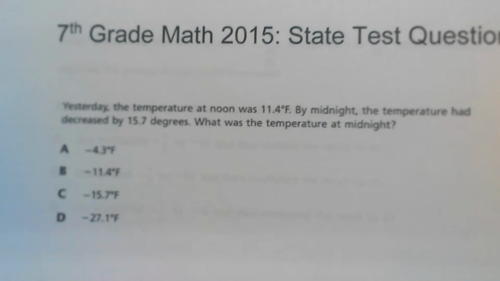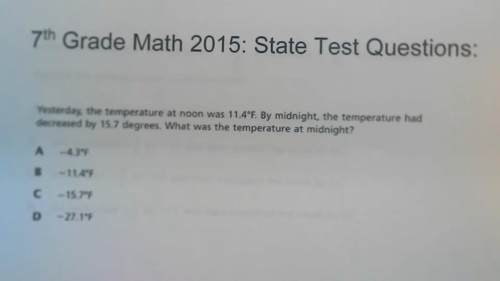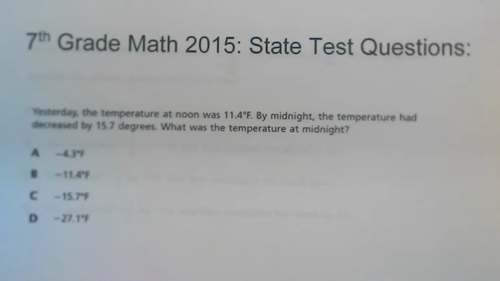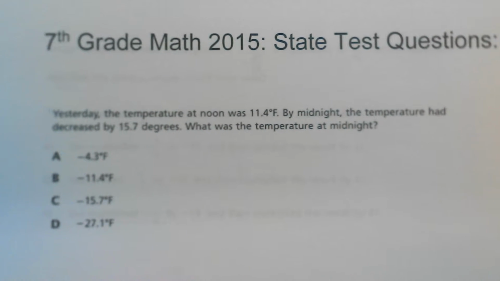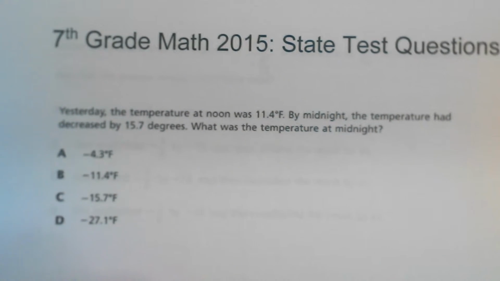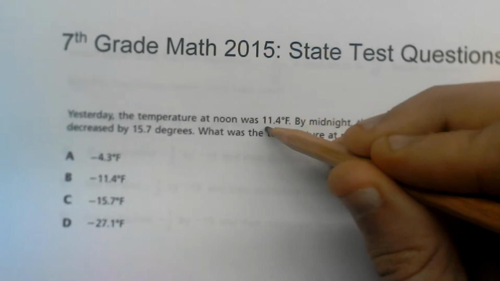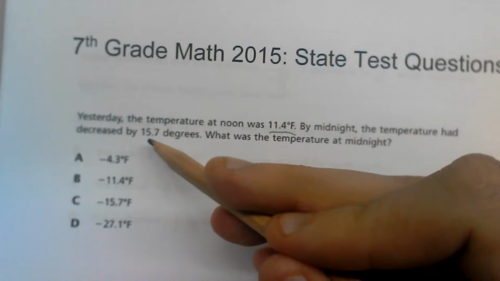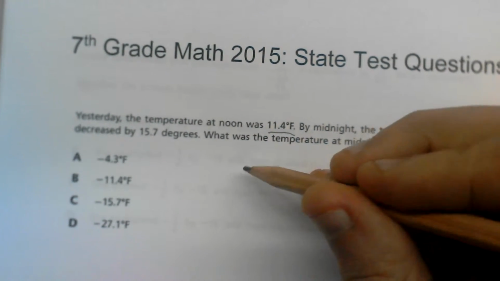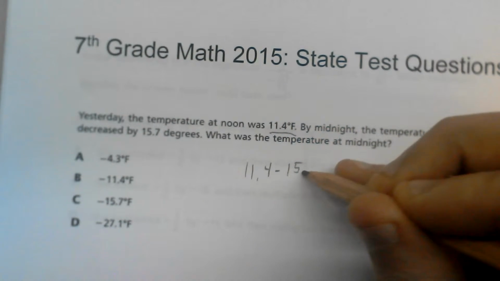So this one says yesterday, the temperature at noon was 11.4 degrees Celsius. By midnight, the temperature had decreased by 15.7 degrees. What was the temperature at midnight? So what we are going to do is start off with this 11.4, and we're going to decrease by 15.7. So 11.4 minus 15.7.